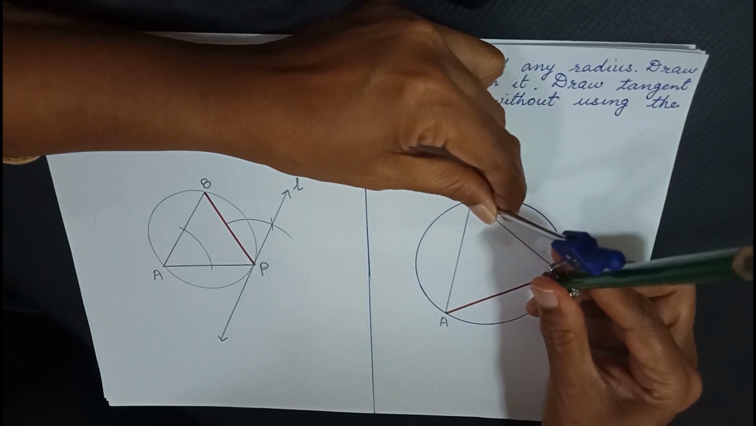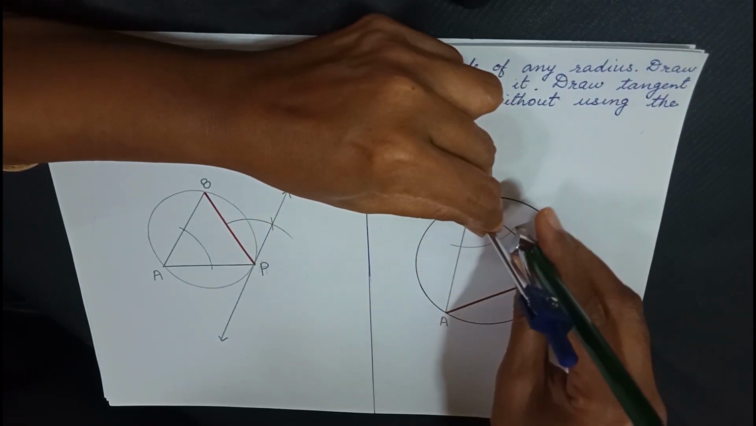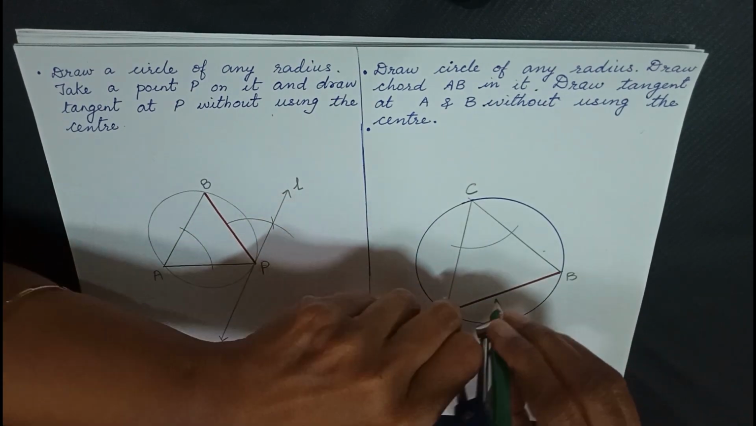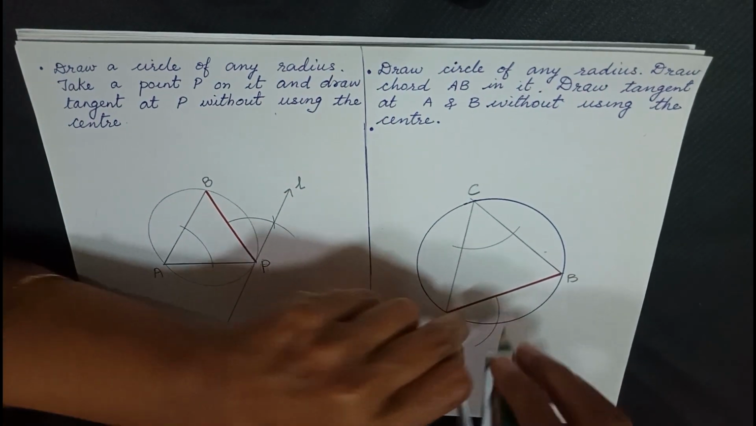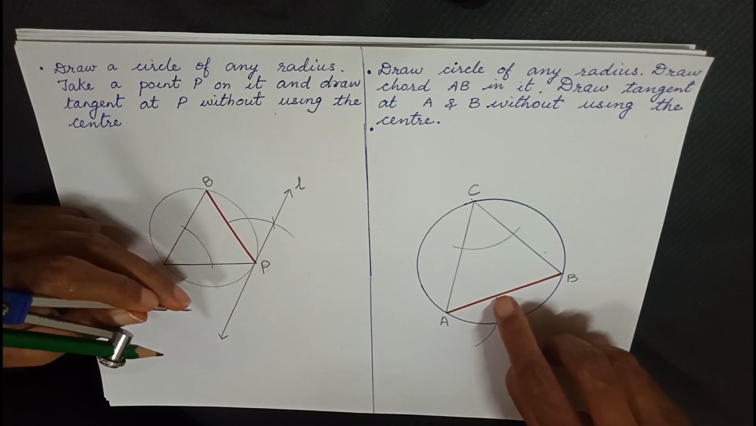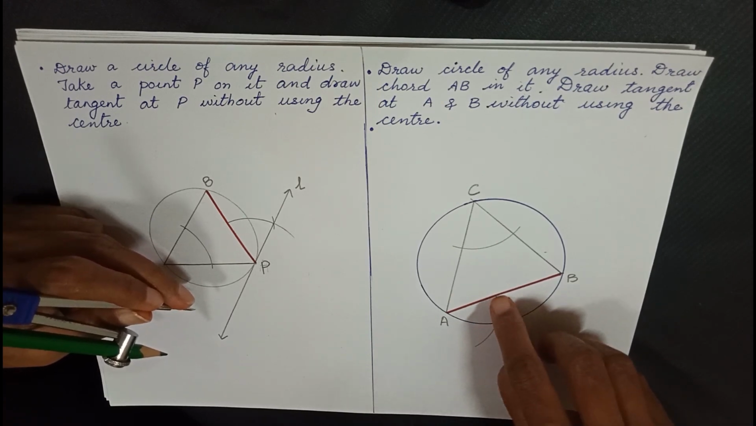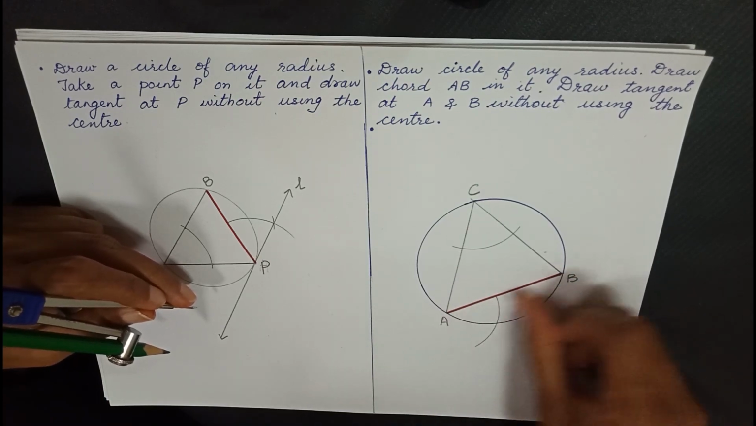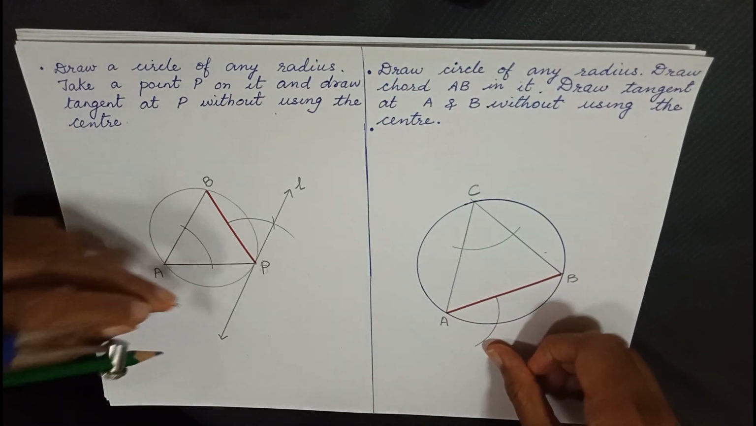So again, keeping the pointer on C, we cut an arc of any measure, keep it on A, and we cut an arc from the chord. You should always remember that the arc should start from the chord, not from inside, not from this side, but from the chord, which is from where we have to measure the angle.